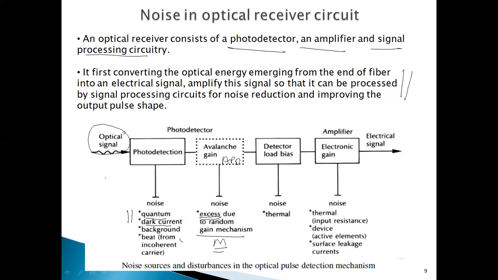Then we have the detector load bias, which is related to the detector load R, and the noise produced is thermal noise. Then the amplifier, where all of it is current. For this amplifier, we have thermal noise because we have resistors, and we also have device noise and surface leakage current noise. Our interest will be on the thermal noise and also the device-related noise for the amplifier components. Basically, these are the noise sources that can be characterized for each component of your optical receiver circuit.